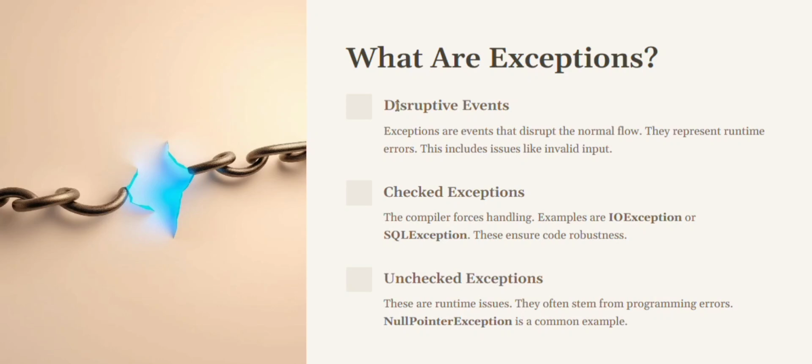There are two types of exceptions. The first one is checked exceptions and the second one is unchecked exceptions. In checked exceptions, the compiler forces handling, and everything is checked at the time of compiling. The basic examples of checked exceptions are IOException or SQLException. These ensure code robustness.